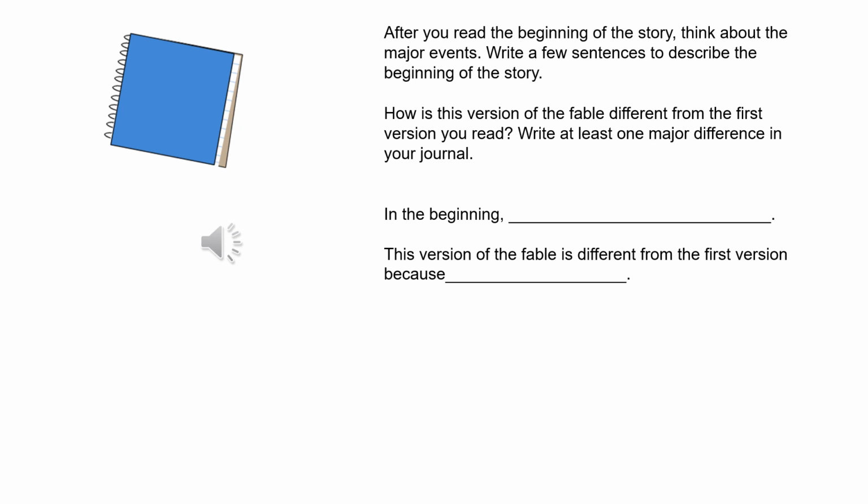Okay, time for your journal. We just read the beginning of the story. Think about the major events and write a few sentences to describe the beginning of the story. You might start your sentence with, in the beginning. Then you'll need to think about, how is this version of the fable different from the first version you read? Write at least one major difference in your journal. Your sentence might sound like, this version of the fable is different from the first version because, and you'll finish the sentence.